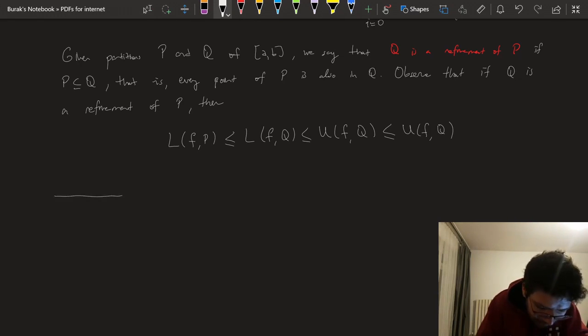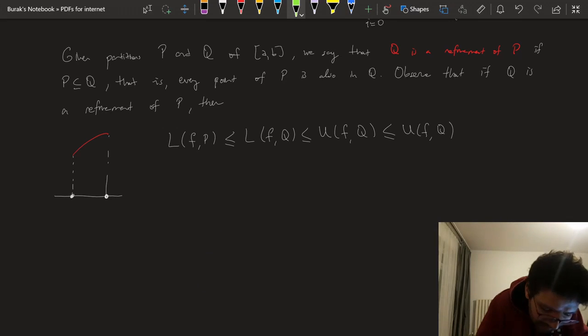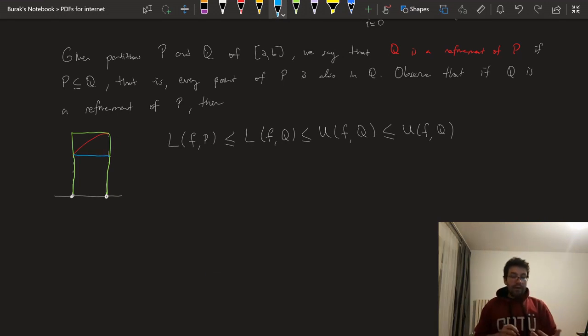Let's say that you have your function, maybe something like that. Let's say that in your partition P, you have these two points, okay, and there's nothing in between. And you compute the upper and lower Riemann sums for P using these rectangles, this green one and this blue one. These are the points in your partition, and between these points there are no other points. If you compute the upper and lower Riemann sums for P, you're going to get the area of this green rectangle as a term, and the area of this blue rectangle.